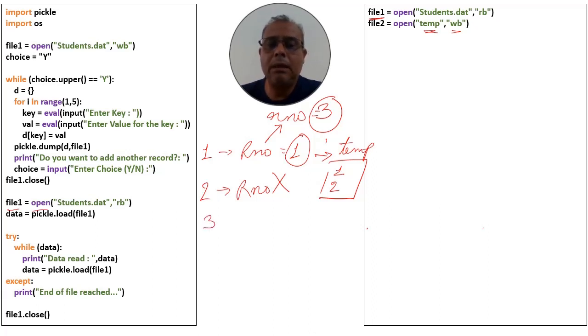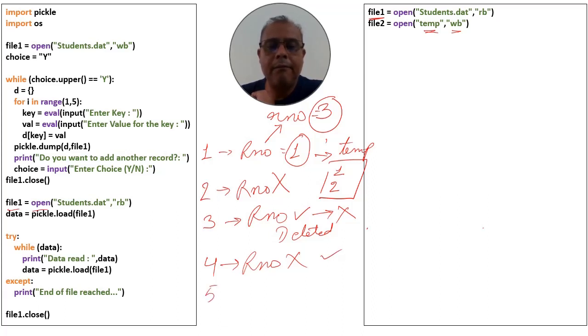Then roll number 3. This time the roll number matches, and when the roll number matches, I will not write this record in the temp file. Rather, I'll simply display a message that this record is deleted. Then I'll read the next record, roll number 4. Roll number 4 does not match with roll number 3, so it will be written into the temp file.